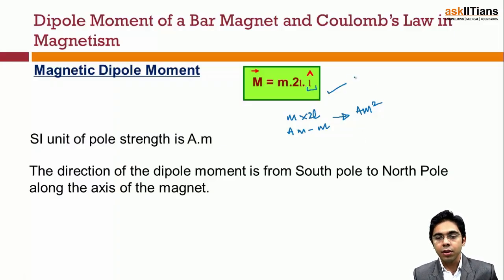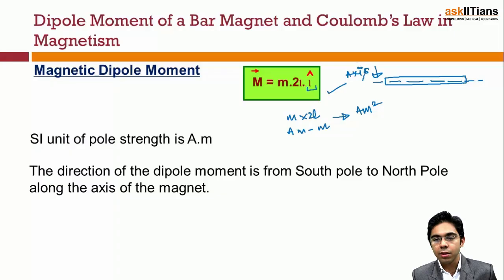What is the axis of the magnet? We have already discussed that the axis of the magnet is the line joining the two poles. This is the axis of the magnet, and this is the south pole and this is the north pole, and the direction of the magnetic moment is this M vector from south to north.